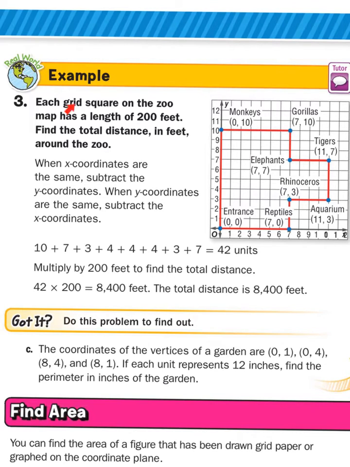It says, each grid square on the zoo map has a length of 200 feet. I am going to highlight that because that is so important for this problem. Let me get my highlighter ready. Okay. Each grid on the zoo map has a length of 200 feet. We'll see at the very end of this problem how that's going to affect what we're doing. All right, now, it says find the total distance in feet around the zoo.